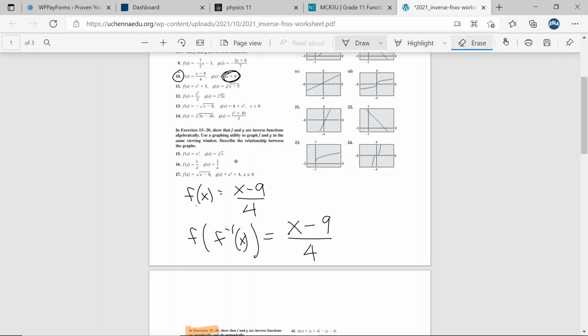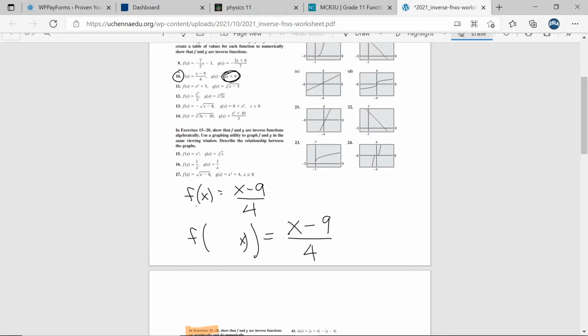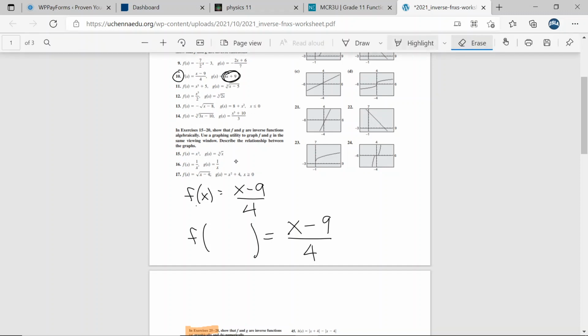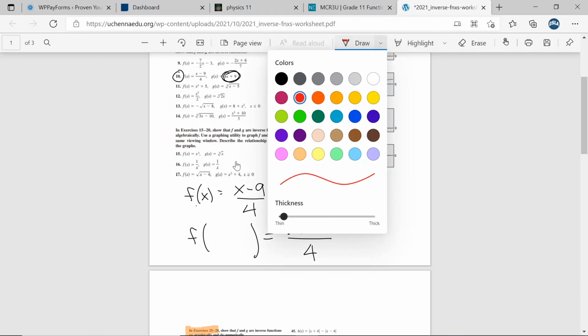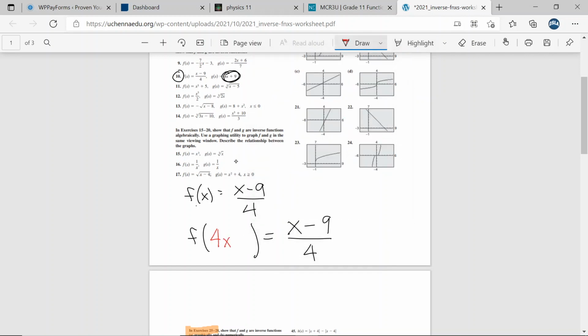Well, let's see. So instead of now, again, the inverse really is 4x plus 9. So that's really what I'm asking you to find. I'm saying find the original function if you plug in 4x plus 9 in it. So instead of writing x, I'm going to plug in 4x plus 9. And I hope you see that.